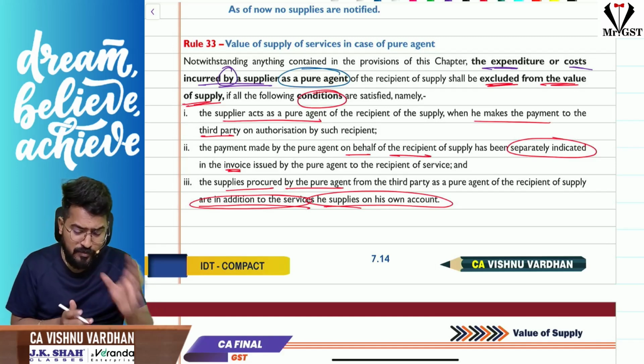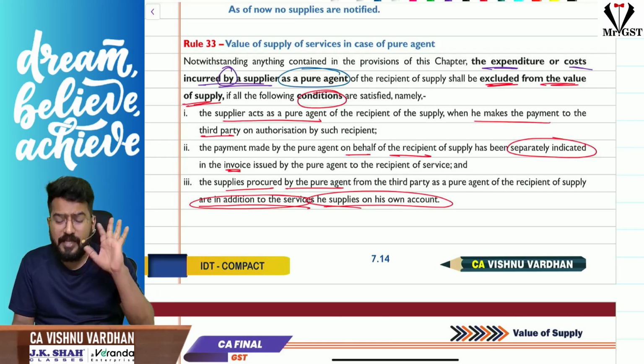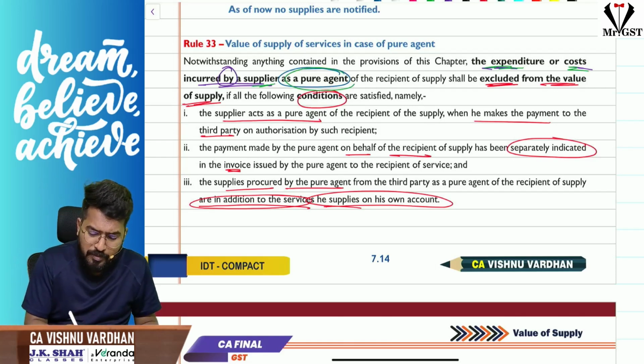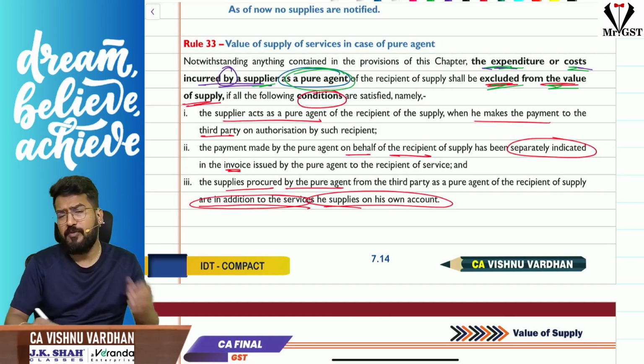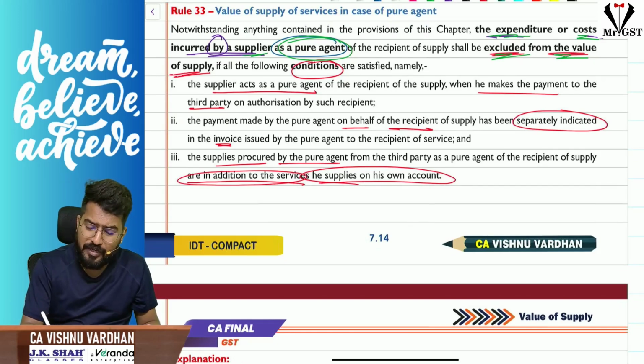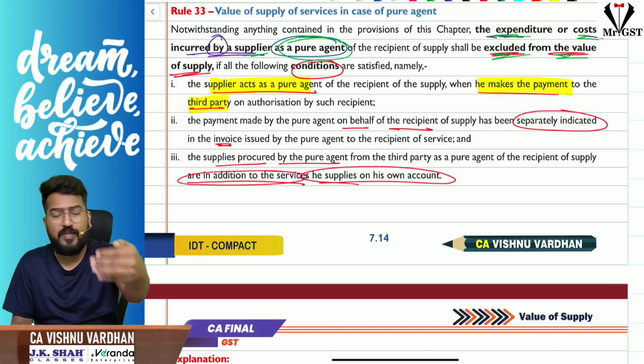So the next one is value of supply of services which are provided in case of a pure agent. Please understand, any expenditure which you are incurring as a pure agent will be excluded from the value of supply, but there are certain conditions here. What are the conditions? So the pure agent, when he is making the payment, he is making the payment as a pure agent to the supplier.